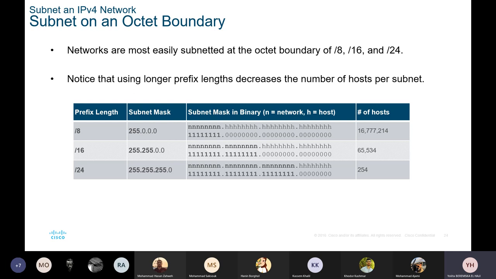The number of the hosts in one network of this is 16,777,214. The prefix of 16, the subnet mask we write 255.255. The network portion is the first 2 octets, and the host portion is the last 2 octets. So it's a class B network with the prefix 16.